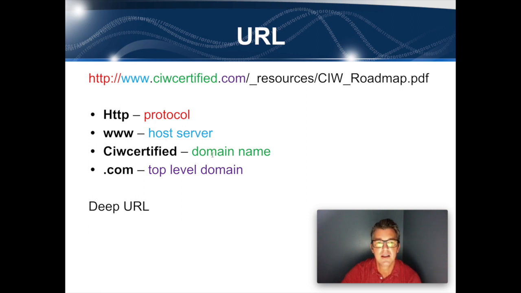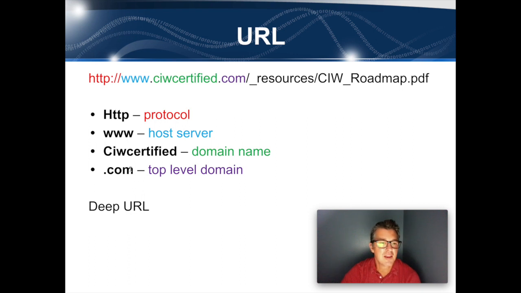CIW Certified is the domain name, and then of course the top level domain. You can see .com, .org, .net. If it's .com, it's for commercial uses, which means typically you pay for it. .org is organizations, typically nonprofits, and things like .net is network, .mil is military. All of those top level domain names are kind of like a zip code or the area code of a phone number, right? The area code of a phone number.